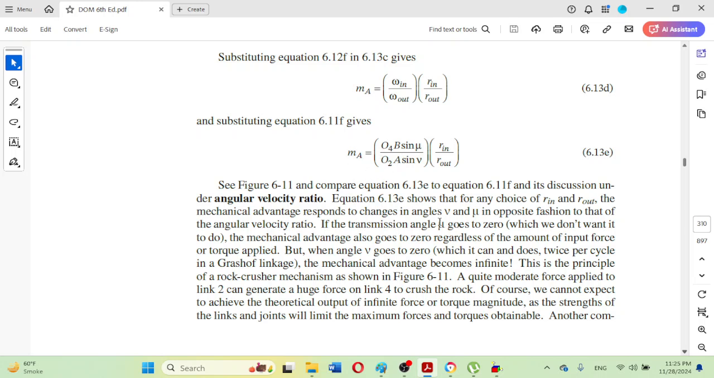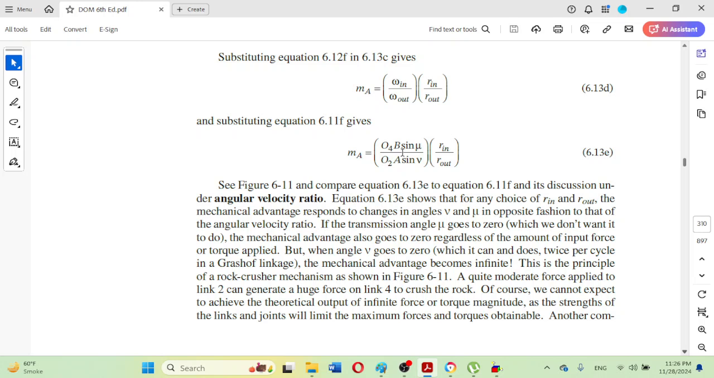So the mechanical advantage responds to changes in the angles in the opposite fashion to that of the angular velocity ratio. That was the meaning. It states that if the transmission angle mu goes to 0, the mechanical advantage will become simply 0, which we don't want. The mechanical advantage also goes to 0 regardless of the amount of the input force or torque applied.